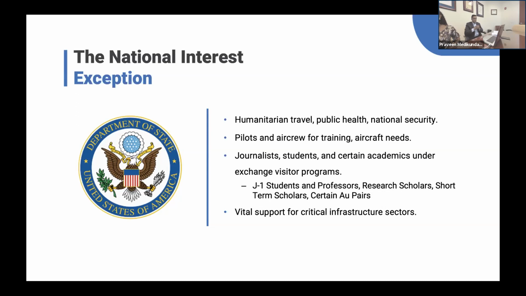Then journalists, students, and certain academics under exchange visitor programs are allowed. And the great thing that I have noticed is that there would be a lot of new students coming into the country to start on the semesters beginning in August. So there is an exception for them. As long as they have secured an F1 visa or an M1 visa or a J1 visa, they're allowed to travel to the US without any national interest exception letters from the consulate. They can simply travel because these are exempted. And as long as the program is starting in August, they should be able to do it. And they can come here 30 days prior to the start date of their programs.